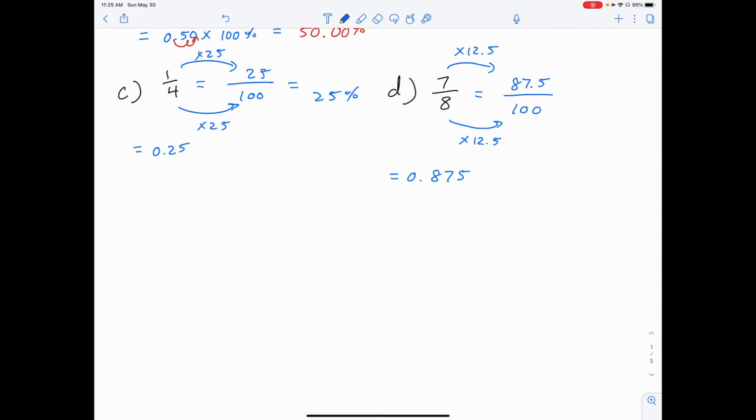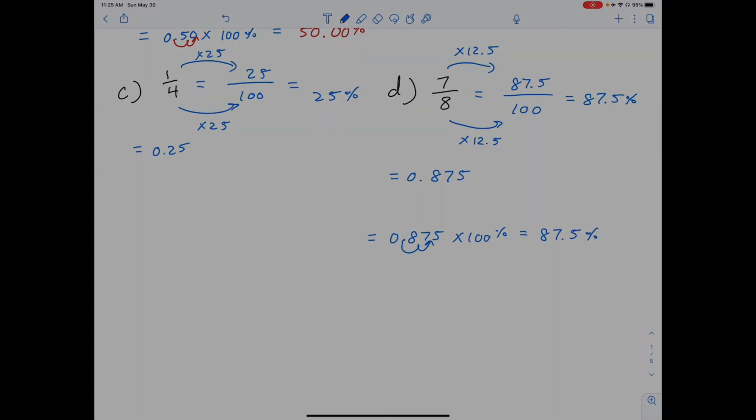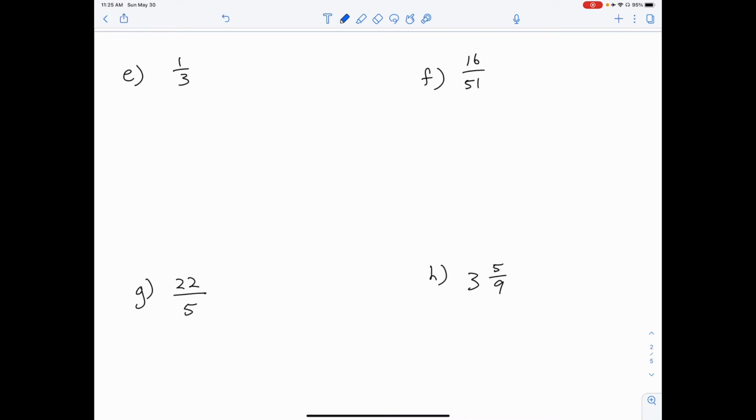So this gives us 87.5%. Again, another way to do it is you can take the 0.875, multiply it by 100%, which means that we move the decimal point 2 spaces to the right, giving us 87.5% as well.